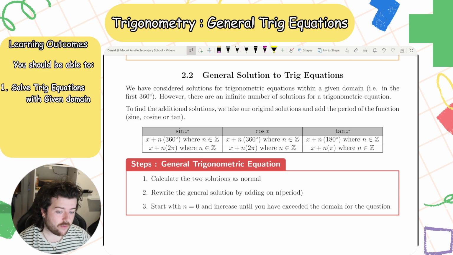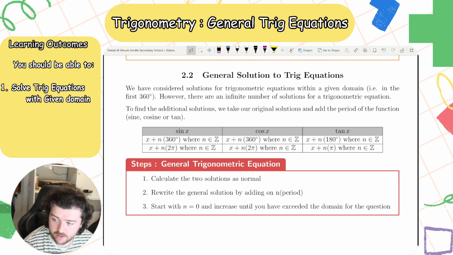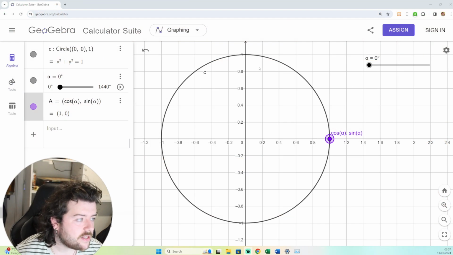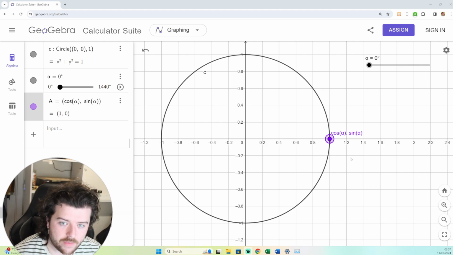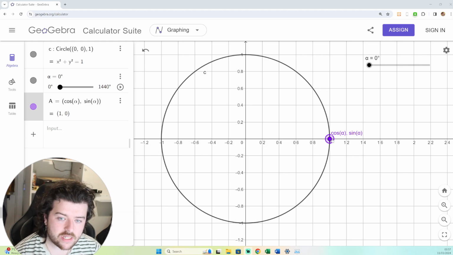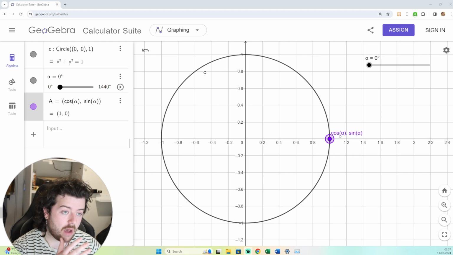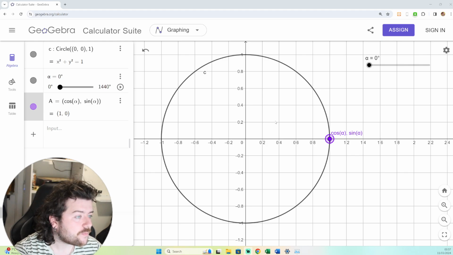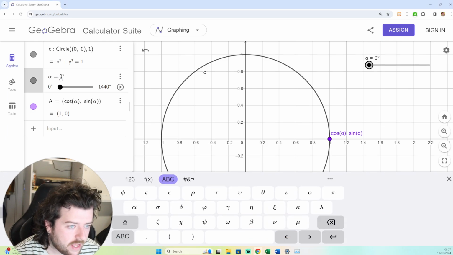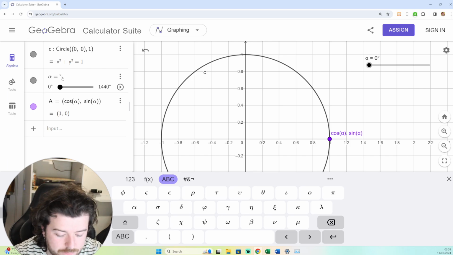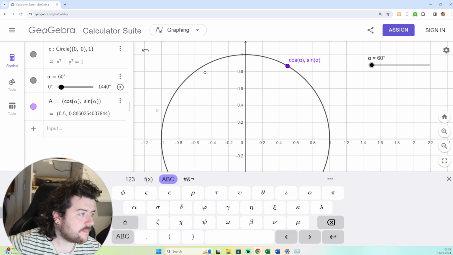So if we go up now to GeoGebra, this is my unit circle, if you remember. Recall that every point on the unit circle can be written as cosine of my reference angle and sine of my reference angle, where cosine of the reference angle is my x-coordinate and sine of my reference angle is my y-coordinate. Let me put in alpha is equal to, let's say, 60. There it is. Alpha is equal to 60.